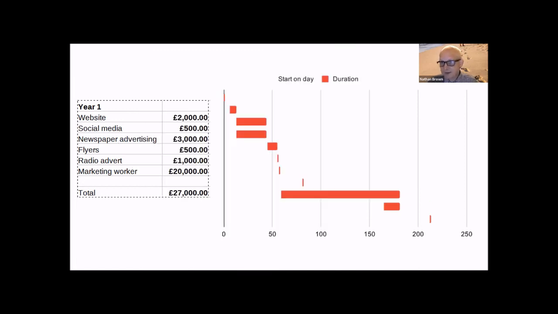Then we'd see an implementation plan of some kind. So over what period of time will we see what activities take place, and how much will those activities cost? What's the budget to actually implement this marketing plan, which of course is really valuable information which is needed for the business plan, as are the sales targets.